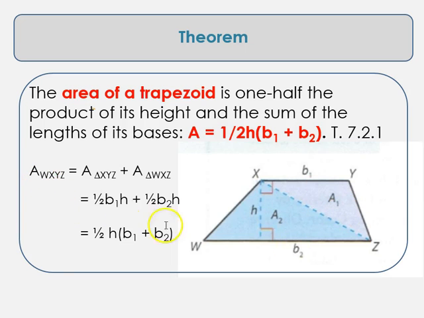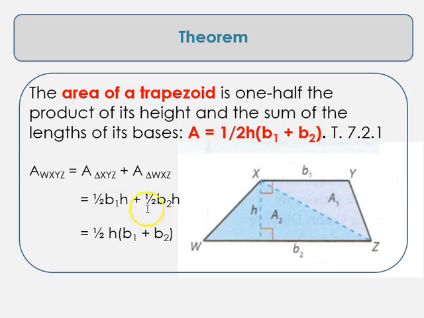So the area equals, and we have two triangles here, so remember it's 1/2 base times height. If we take the first triangle, XYZ, the base is labeled base 1. So 1/2 base 1 times the height. And then we'll use the area of the second triangle, 1/2 base 2 times the height. So those are the two formulas for the triangles that would be added together.